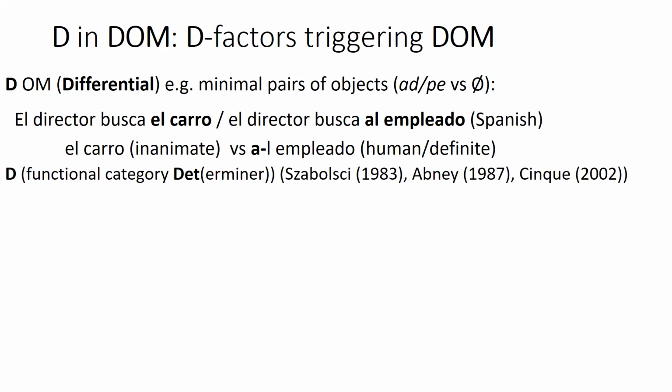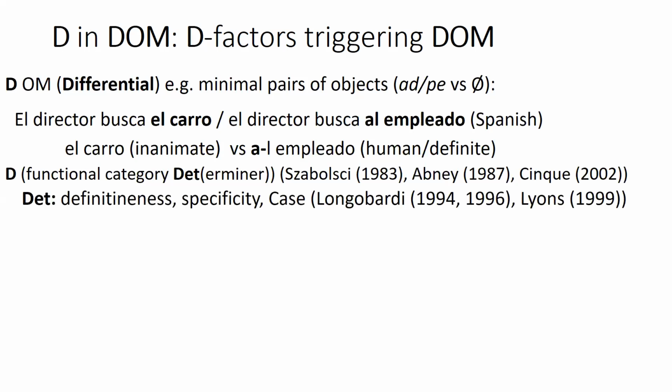The second meaning of D within a grammatical framework is that D often stands for the functional category Det, as influentially proposed by people like Szabolcsi, Abney, and Cinque, etc. And Det, determiner, as a grammatical category has some very important grammatical functions like definiteness, specificity, and case, as proposed by Pino, Longobardi, John Lyons, etc.